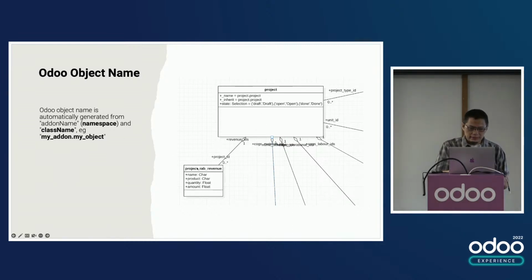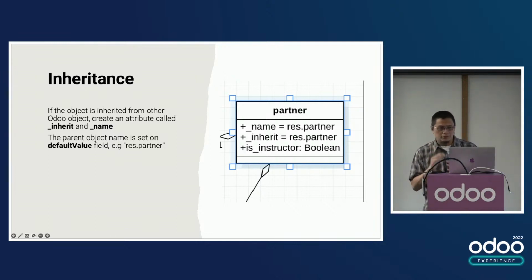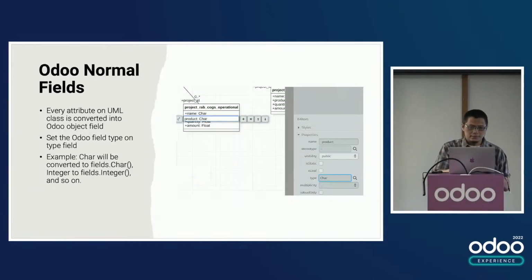It will take this name and then append it with what we call a namespace, so that it will not conflict with other add-ons, right? So we have the name and the namespace later. And when we want to inherit an existing class or model from another third-party add-on, or another base add-on from Odoo, we simply put the underscore name and underscore inherit attributes on the class. That's all. And then simply add additional fields that we want under the class.